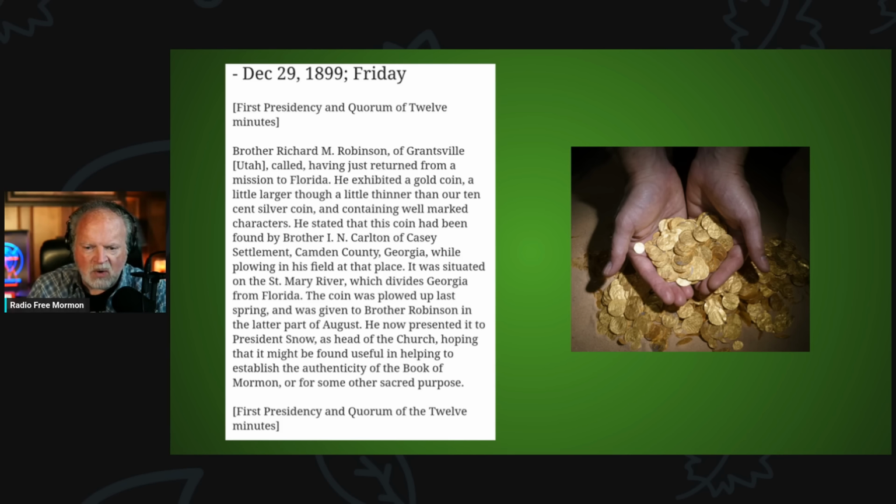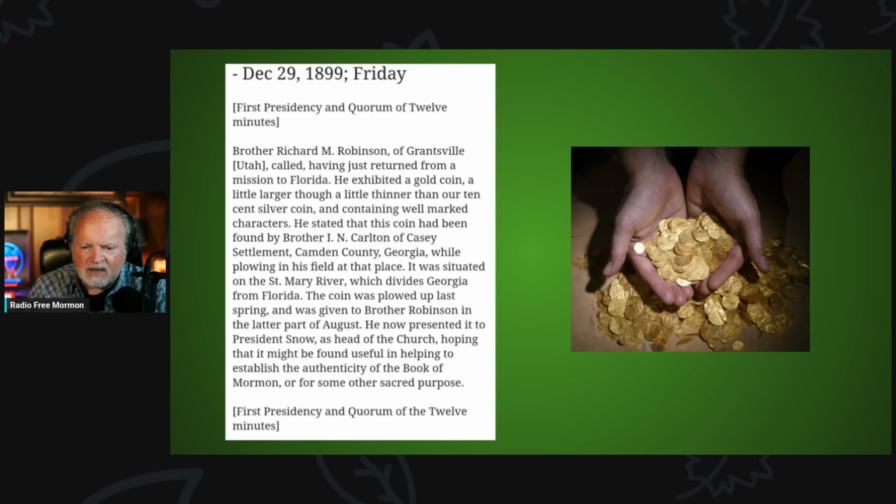He stated that this coin had been found by Brother I.N. Carlton of Casey Settlement, Camden County, Georgia, while plowing in his field at that place. This is from Georgia, the Nephites. That's totally a Heartland coin. It was situated on the St. Mary River, which divides Georgia from Florida. You see, all these details make it sound like this really happened.